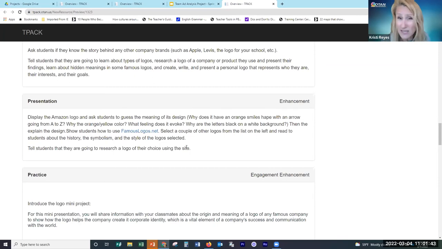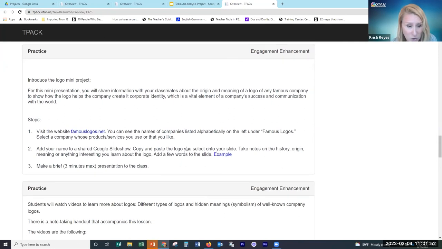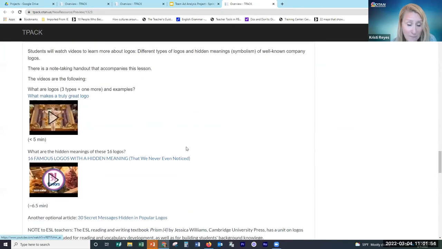What do the colors represent? What does the design represent, and so forth? And then I introduce the project. So for the project, what they do then is more practice. They learn about the different types of logos.